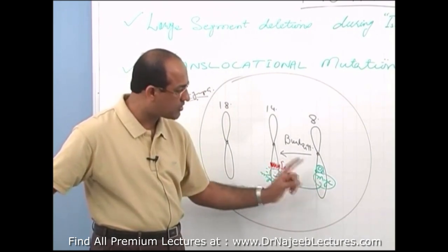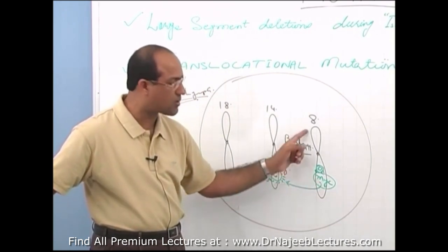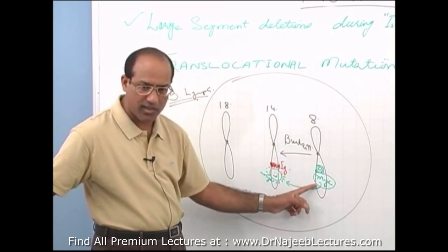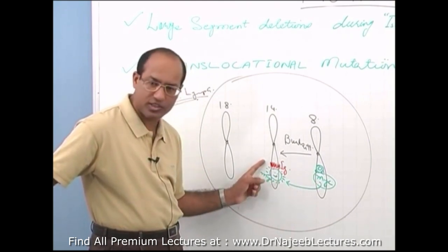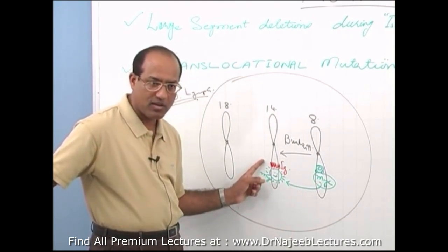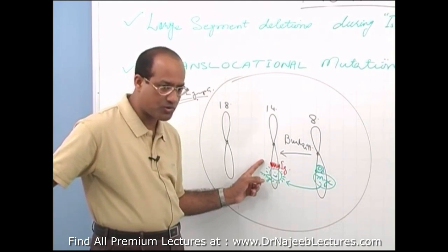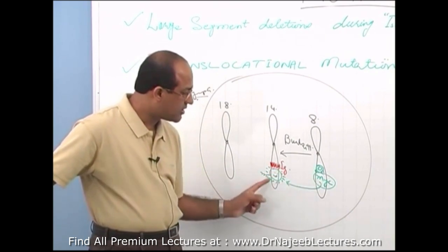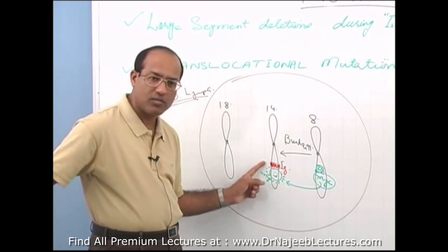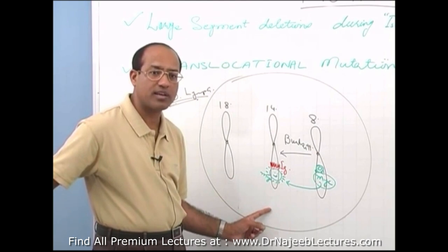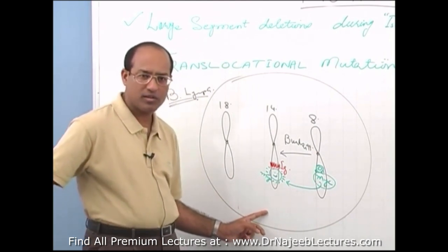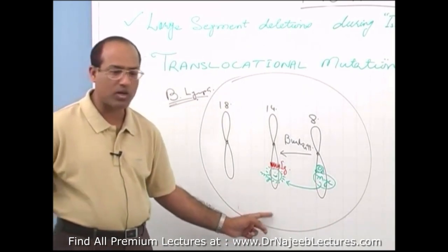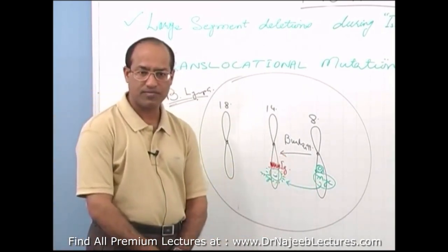If, for example, the MYC gene is present on chromosome number 8, it is well regulated. If it has been translocated in the vicinity of immunoglobulin genes, which are hyperactive, very, very active in this cell, on chromosome 14, then MYC in the environment of an overactive gene may also start expressing its product excessively. That may force the cell to overproliferate, and the person may develop Burkitt's lymphoma.